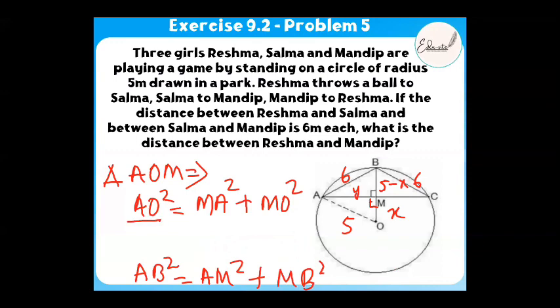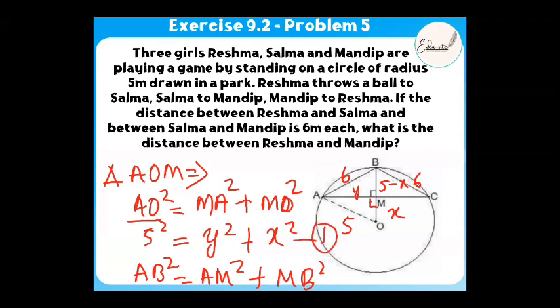AO square के लिए क्या लिखोगे आप? 5 square, right? What is MA? Is it not Y? Y square. What is MO? Is it X? X square. X square plus Y square is equal to 5 square. Just let this be equation 1.